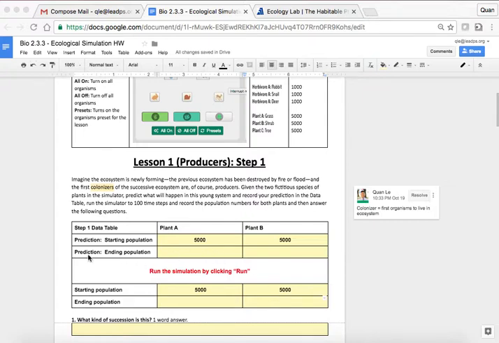And first, you are predicting whether plant A and plant B will increase, decrease, or stay the same in population numbers. Plant A is a grass and plant B is a shrub. For example, I would predict that both plants would increase because there are no animals that eat the plants.